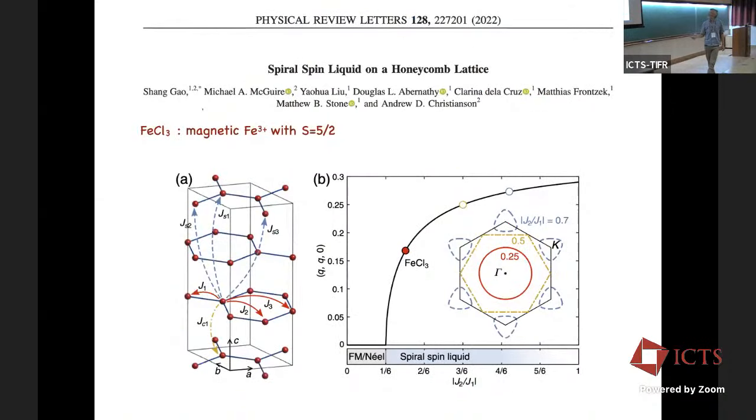And recently, people have studied layered honeycomb materials. This is iron trichloride. And it turns out that in this material, because it's layered, there is also coupling between the layers. And there is a J1 and J2 and so on. Nevertheless, what they find is that it can be described as a spiral spin liquid.